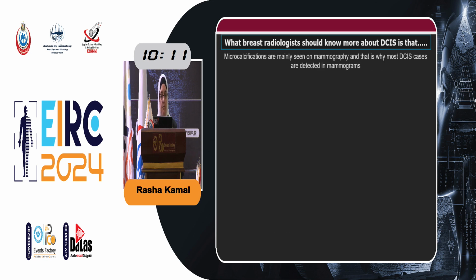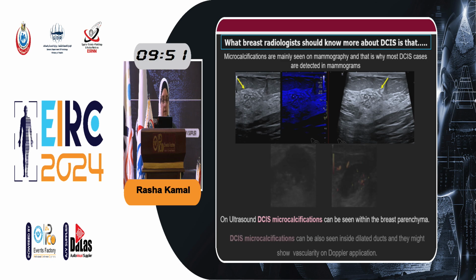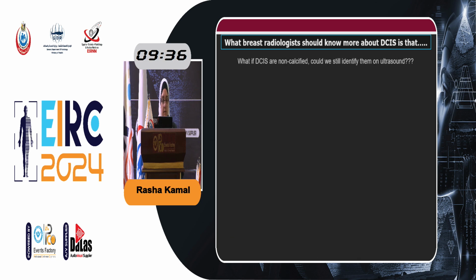Microcalcifications are truly seen on mammography, and that is why most DCIS cases are detected on mammograms. But the question here is, do we see them on ultrasound? And the answer is yes, we see microcalcifications on high-quality ultrasound machines, and there are some applications on some of the machines which we apply to highlight microcalcifications. Microcalcifications can appear within the parenchyma and sometimes within the ducts, and if we apply the Doppler and we see additional vascularity, then we are more sure that there is a DCIS or a malignant lesion within the duct.